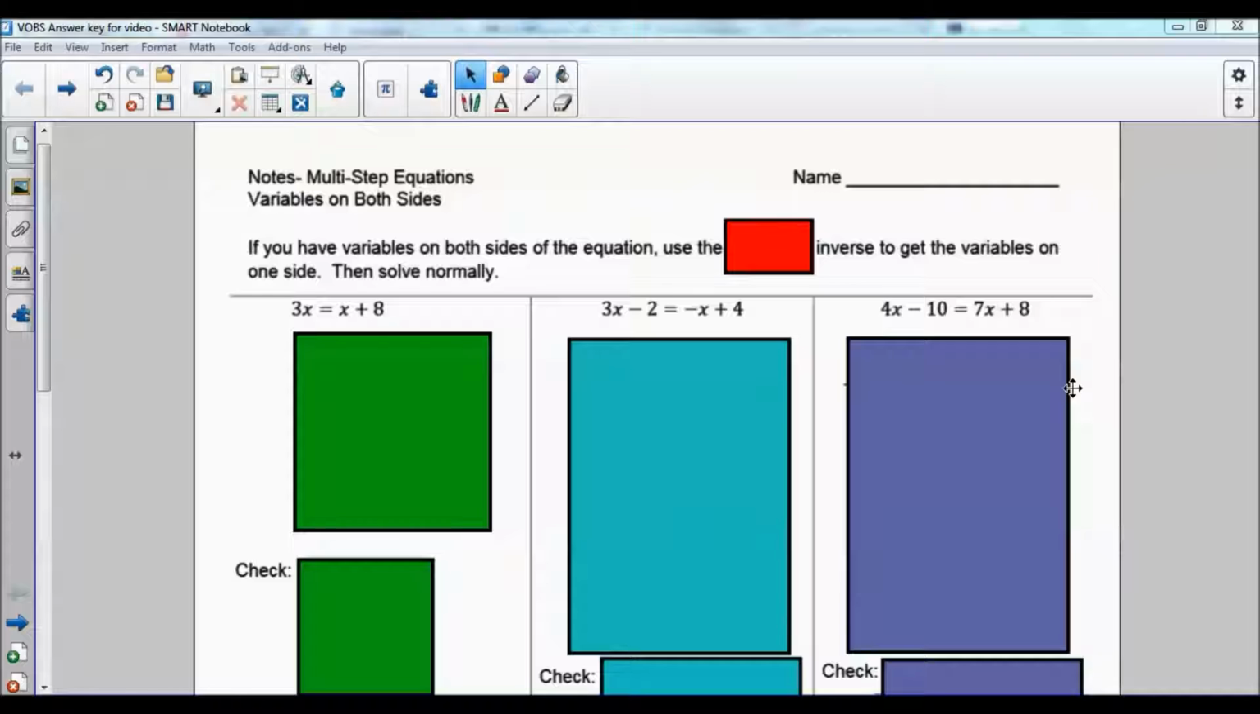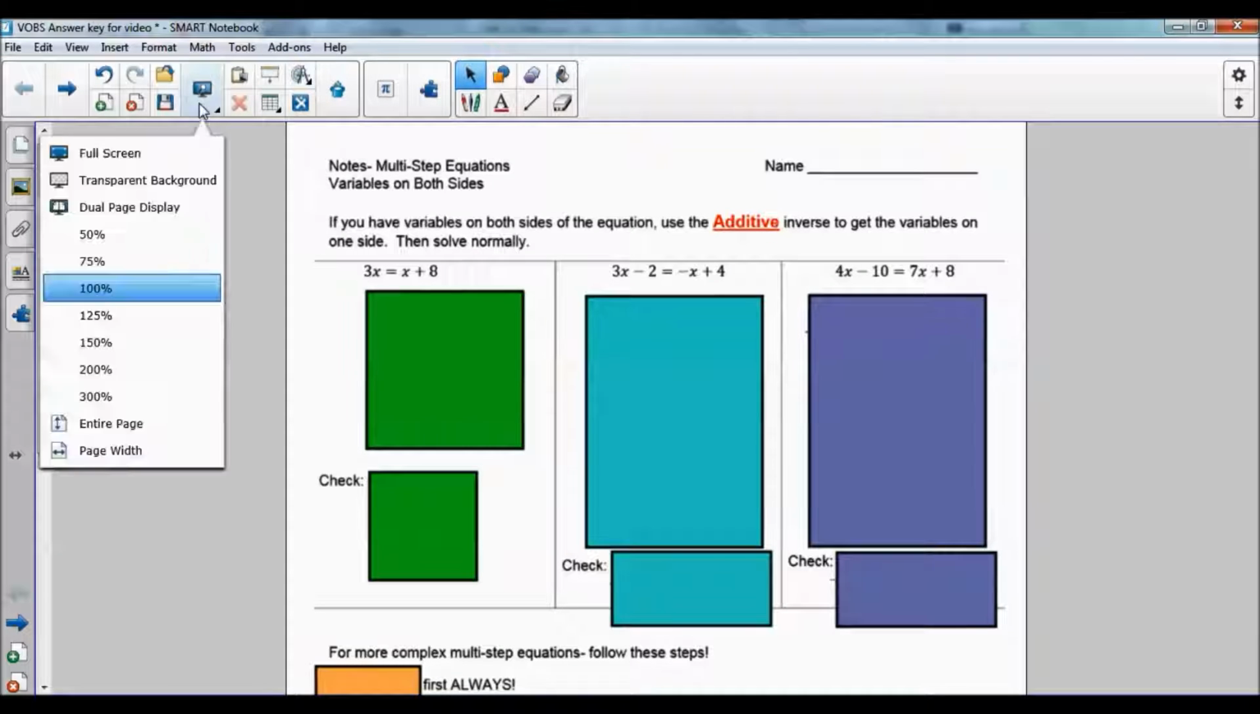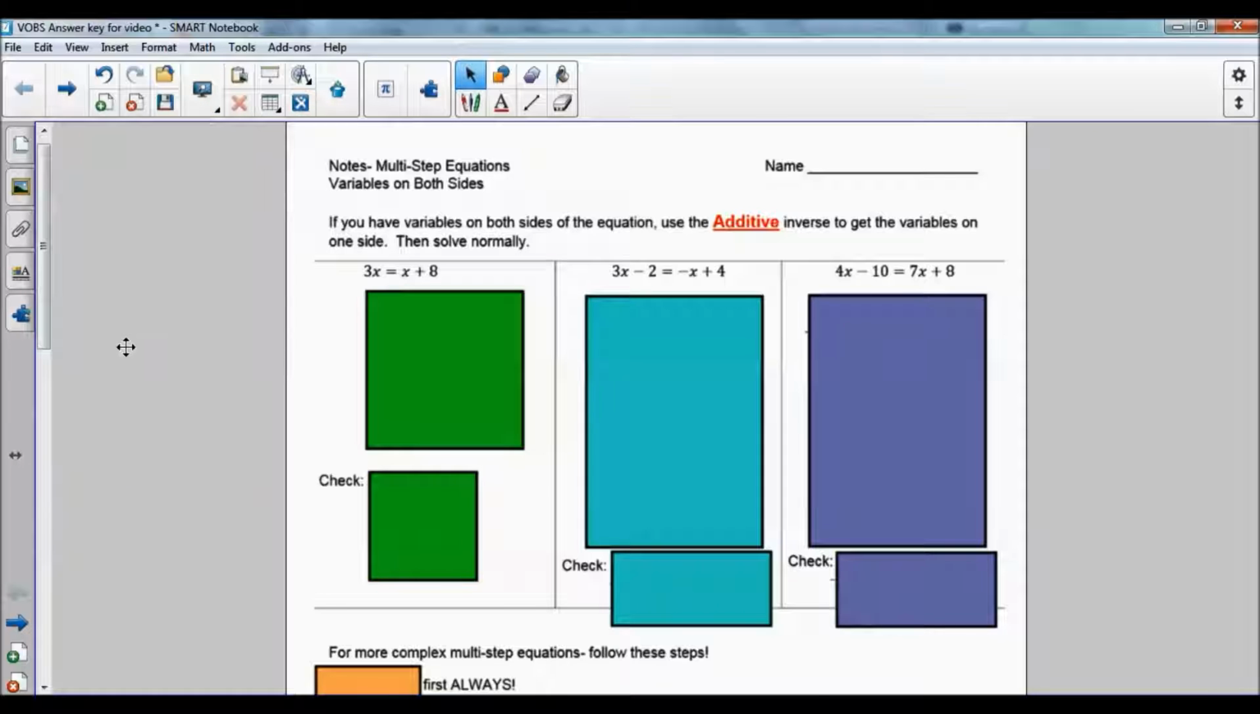So if you have a variable on both sides of the equation, we're going to be using a lot of the additive inverse to get the variables on one side. You know how when you have a number on one side of your equation you have to use the opposite operations to get rid of it? We're going to be doing the same thing with variables so that we can get the variables on one side of our equation. For our first example here, we have 3x is equal to x plus 8.